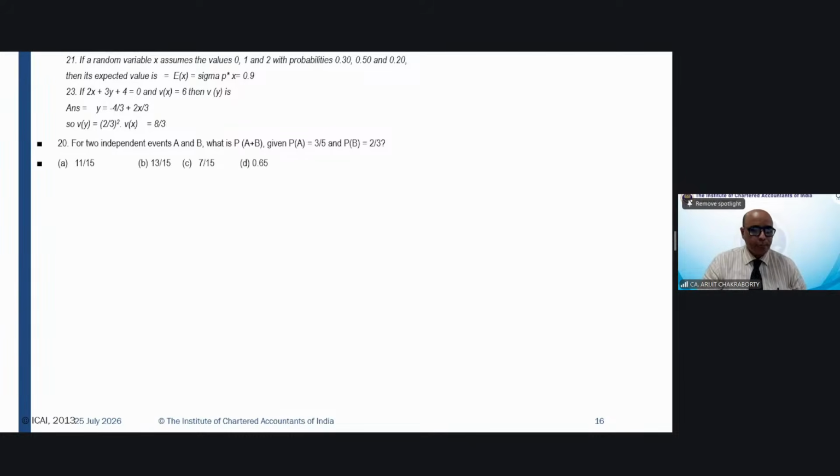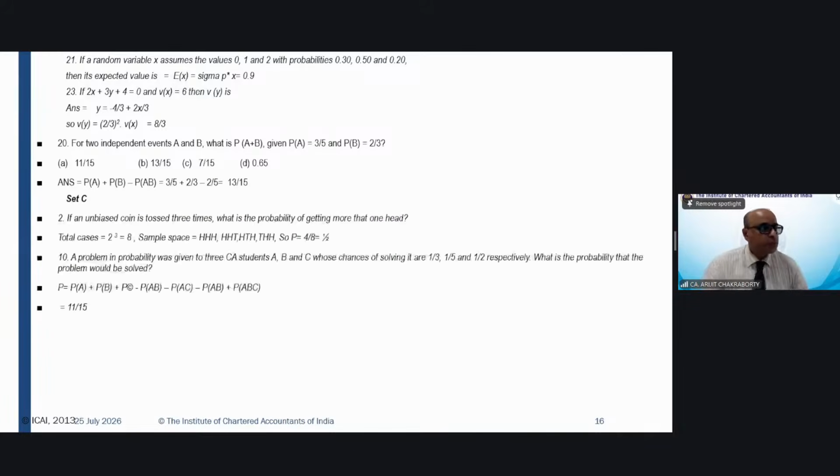20th question. Okay, we will see this question here for two independent events. What is P(A plus B)? So if P(A) is given and P(B) is given, it's fairly easy. This is an easy one. P(A) plus P(B) minus P(AB). So that is 3 by 5 plus 2 by 3 minus the product. P(AB), these are independent. So P(AB) is equal to P(A) into P(B). So we will get the value.